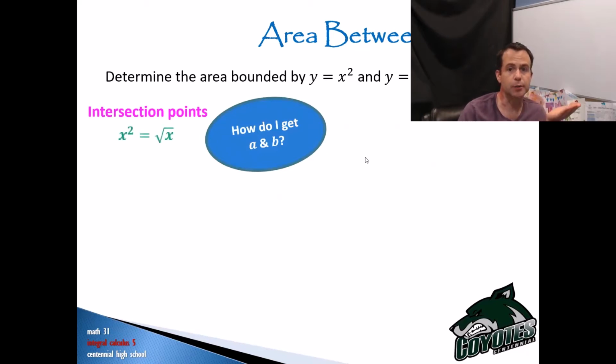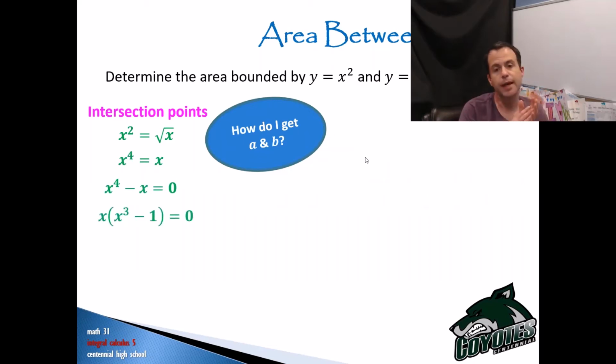So I go x squared equals the root of x, which is x to the 4 equals x, which is x to the 4 minus x equals 0. Factor out an x, and I'm left with x times x cubed minus 1. So I know this guy here tells me I get a 0, and this guy here tells me I get a 1. So my intersections are at 0 and 1.